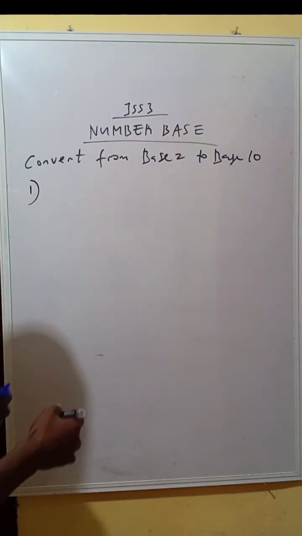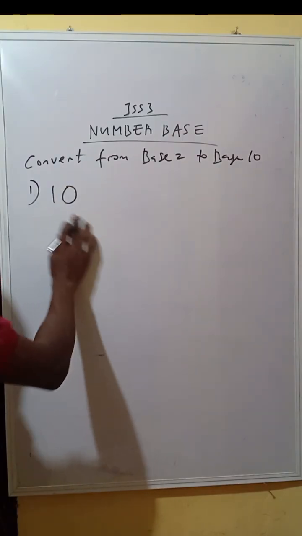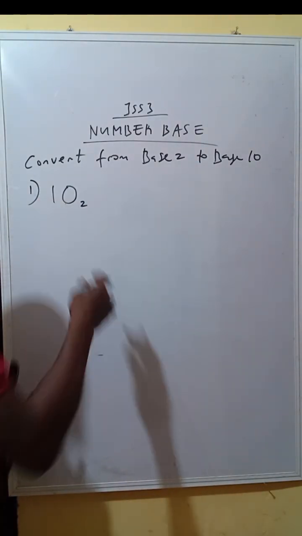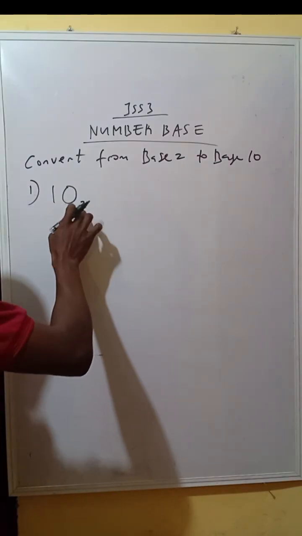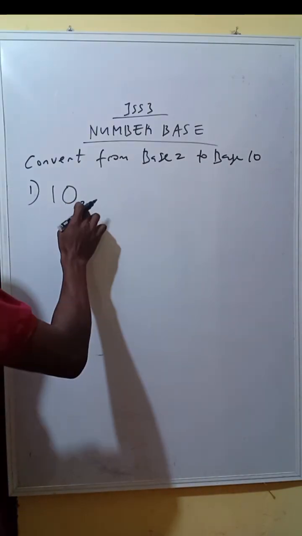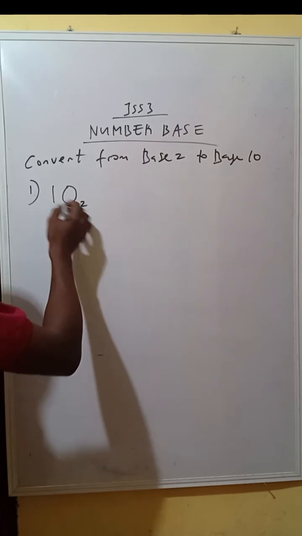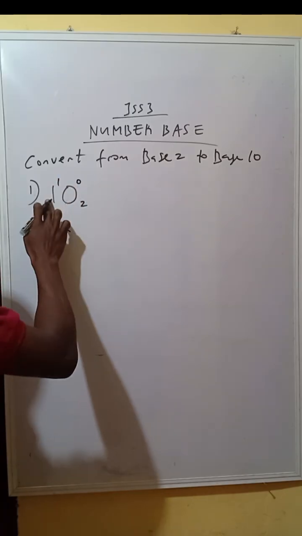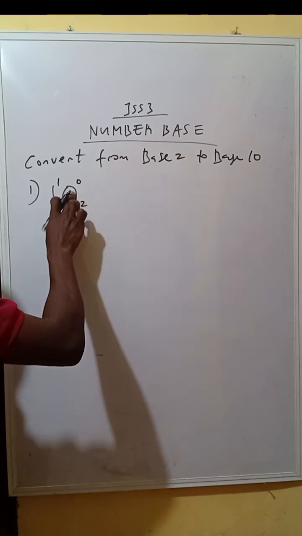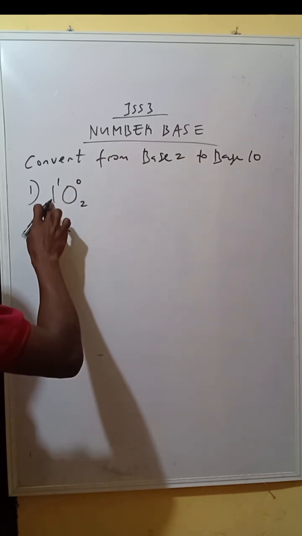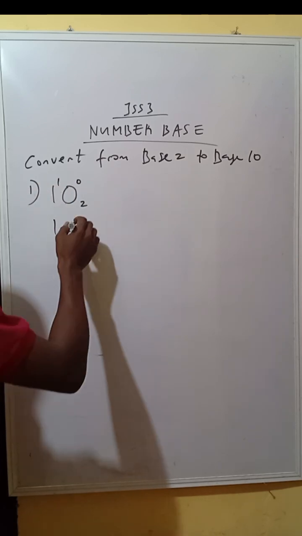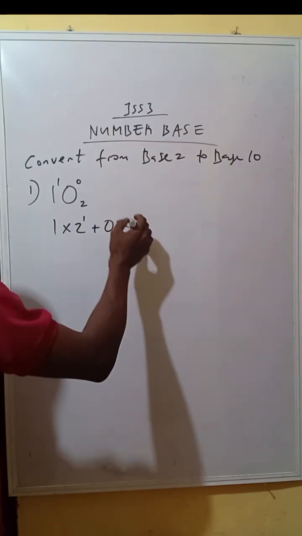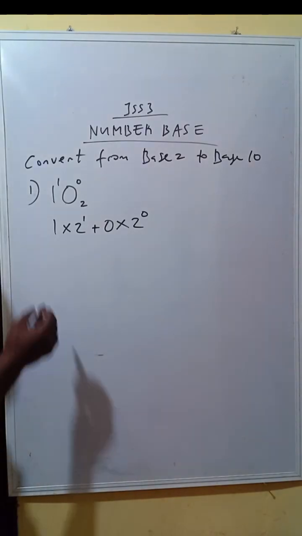The first thing we do is we expand the number. Let's say you have 1 0 in base 2. You are asked to convert it to a number in base 10. The first thing you do, you expand this number in base 2. You express it in the power of this base. So you say 1 times 2 raised to power 1 plus 0 times 2 raised to power 0. You number it: this first is 0, this is 1. So having done this, we're going to add.